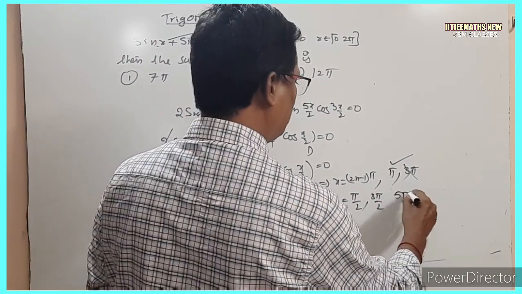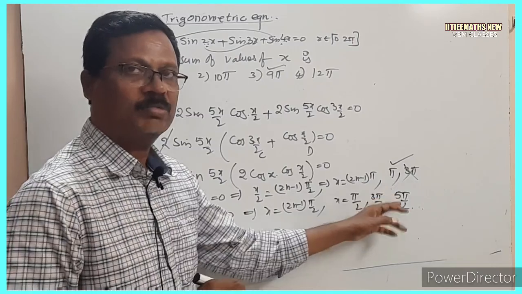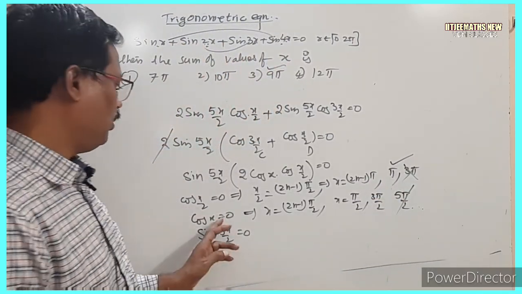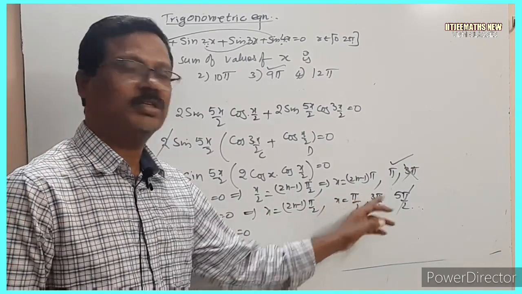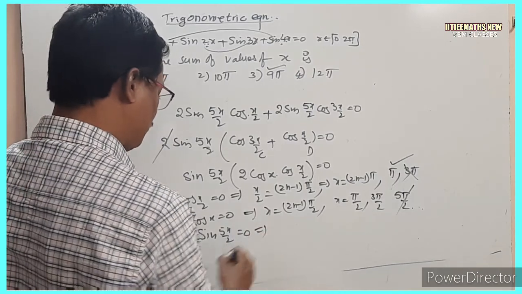Can we take the 5 pi by 2? No, that is more than 2 pi. Don't take it, this is more than 2 pi, that's why we are not taking it. Now in this we got the two values, x is equal to pi by 2 and x is equal to 3 pi by 2. What about this one here?